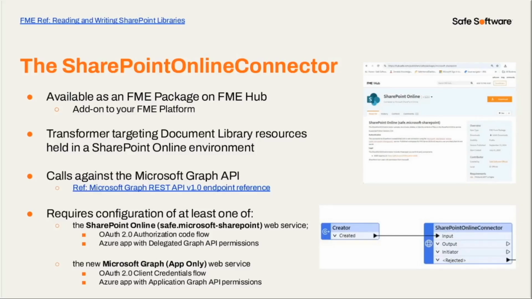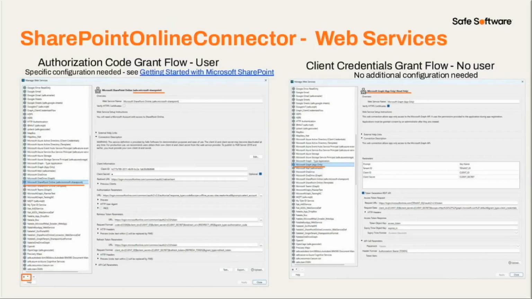It's just important to keep those two web services straight, because if you configure the wrong one or you use the wrong one, you will get OAuth errors showing up when testing your web service. Here's a closer look at those web services that I mentioned. The web service on the left is the one that supports the authorization code grant flow. And the web service on the right supports the client credentials grant flow, and so does not require a valid username and password for authorization.